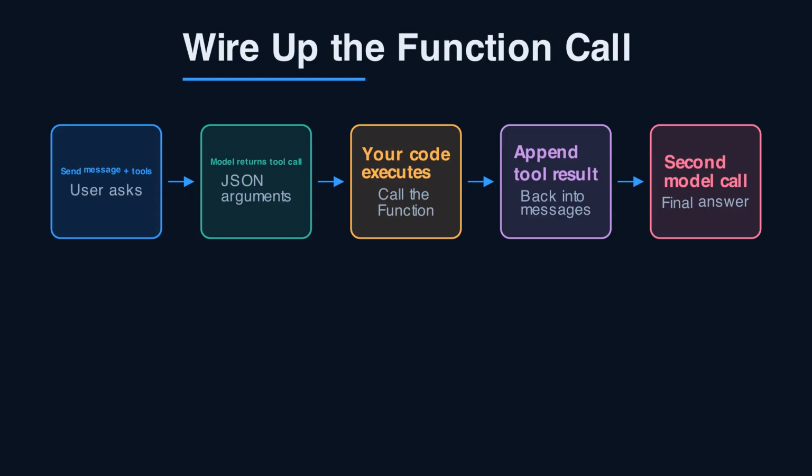This two-pass loop is the heart of function calling: request, execute, respond. The model never touches your backend directly. You stay in control of every side effect, retries, and auth.